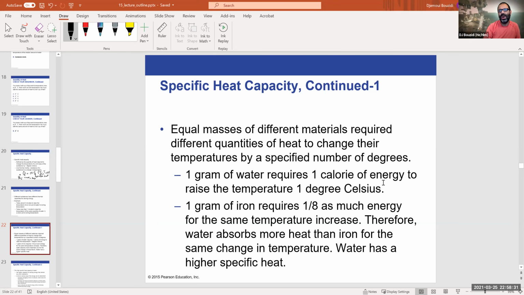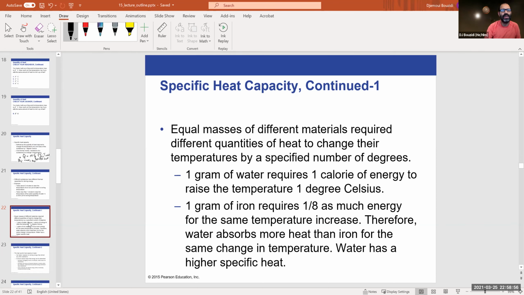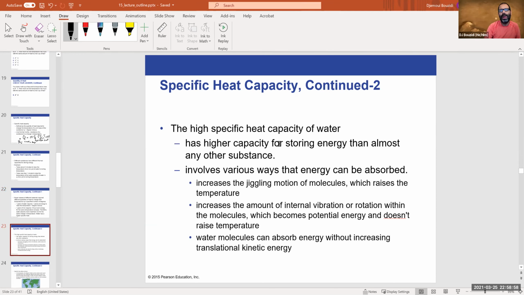So 1 gram of water requires 1 calorie of energy to raise the temperature by 1 degree Celsius. 1 gram of iron requires 1/8 of that to do the same thing. You don't need 1 calorie, you need 1/8 of a calorie. So therefore, water absorbs more heat than iron for the same change in temperature. Water has a high specific heat, an unusually high specific heat. So it has a higher capacity for storing energy.